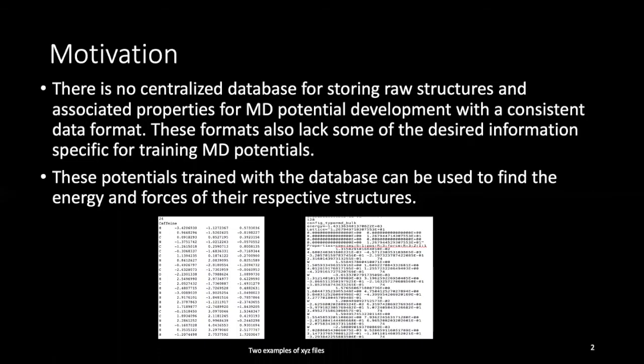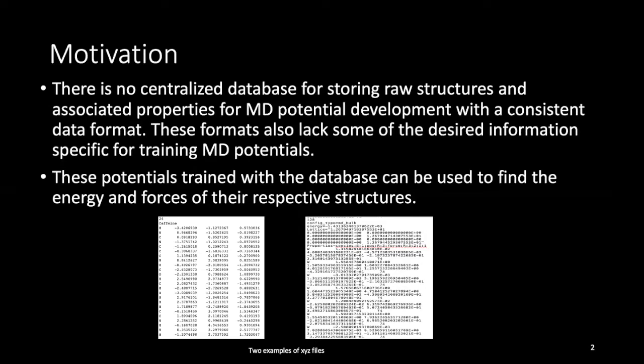Currently, there is no centralized database for storing raw structures and associated properties for MD, molecular dynamic, potential development, and any data that is not stored in a consistent format. The two files shown below are XYZ files, but they do not hold the same information, and they are structured very differently. This makes it really difficult to use data from different sources, since one code that would process a file from one source would not necessarily work for the same type of file from a different source. Overall, these formats lack some desired information that is necessary to train MD potentials.